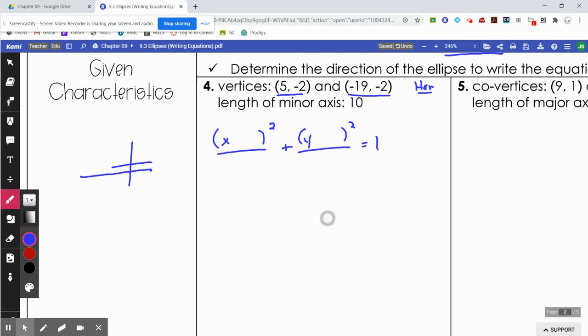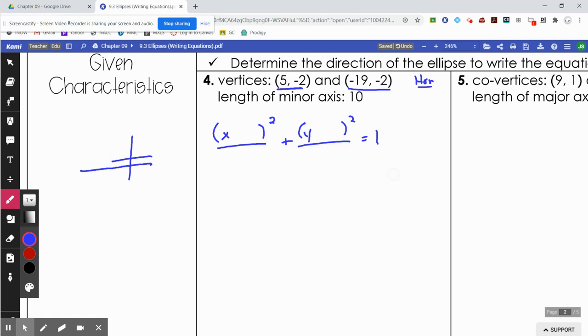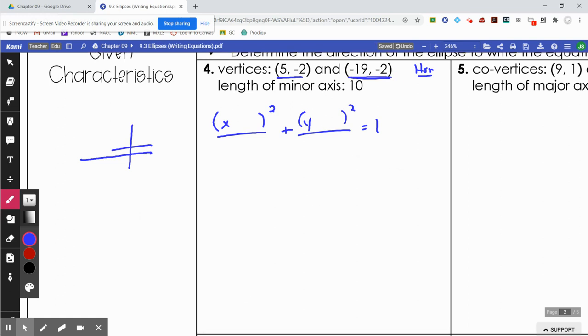To find the center is going to be the center of these 2 points. Okay, the middle of our 2 vertices is the center of the ellipse. So to find that center, we're going to use our midpoint formula. The midpoint formula says take your x's, add them, and divide by 2. Take your y's, add them, and divide by 2. So the center of this ellipse is going to be located at negative 7, negative 2. So therefore, we can put our center right here, x plus 7 squared, y plus 2 squared.